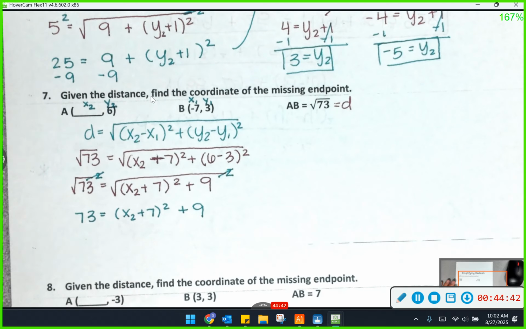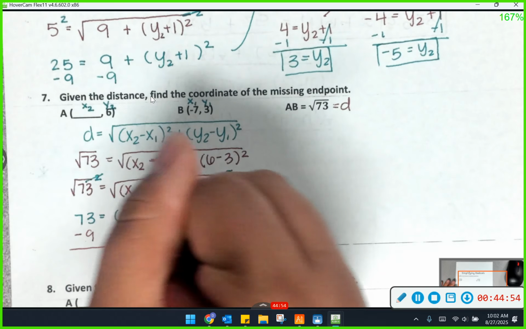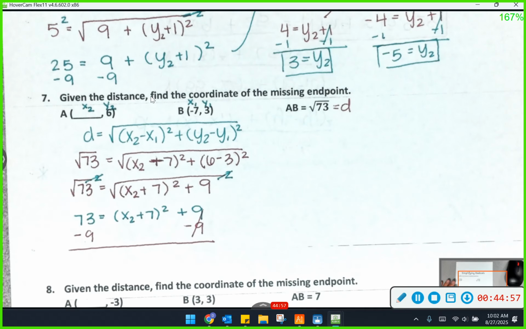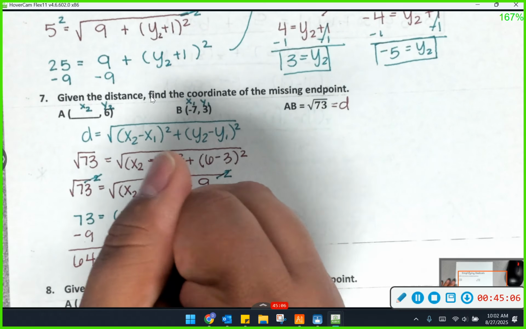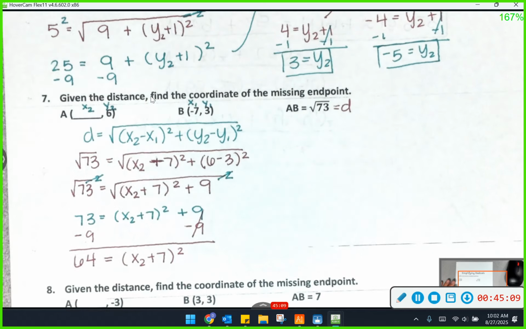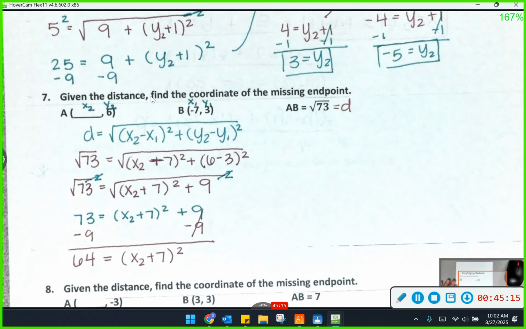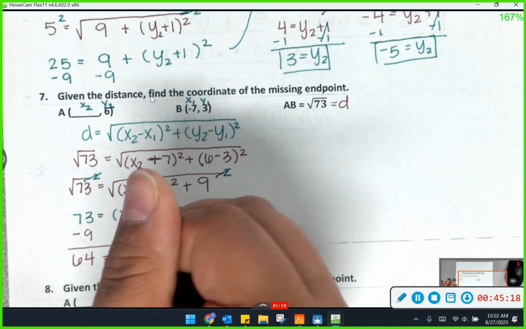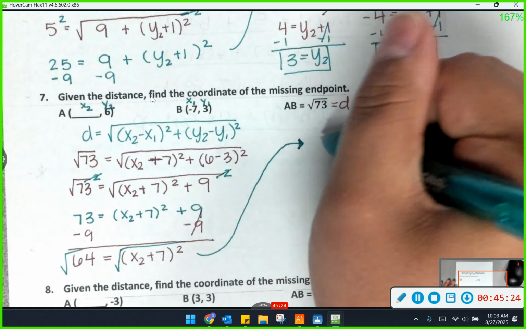All right. What next? How do I get X2 by itself? Subtract 9. What is 73 minus 9? Not quite. Minus 9, minus 9. 64. There we go. And then square root it. What is the square root of 64? Plus or minus 8.